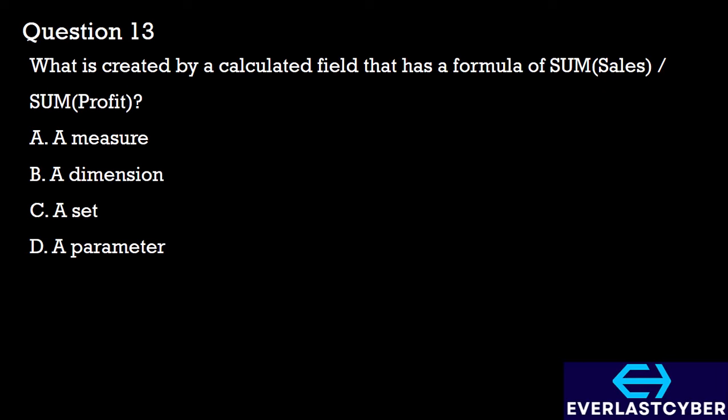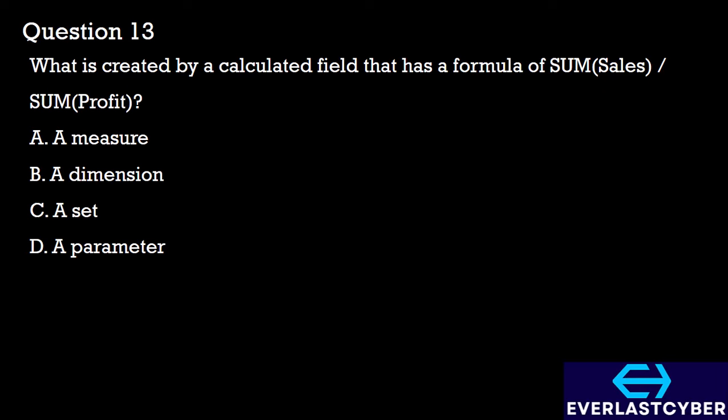In option B, dimensions are qualitative fields. So dimensions could be, for instance, customer name or product category, and these are typically used to slice or categorize data. But a formula like sum sales over sum profits will result in a numerical value and not a categorical one. So option B is incorrect.